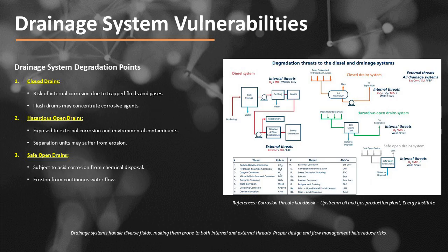Number 2 is, hazardous open drains, exposed to external corrosion and environmental contaminants, separation units may suffer from erosion. Number 3 is, safe open drains, subject to acid corrosion from chemical disposal, erosion from continuous water flow.